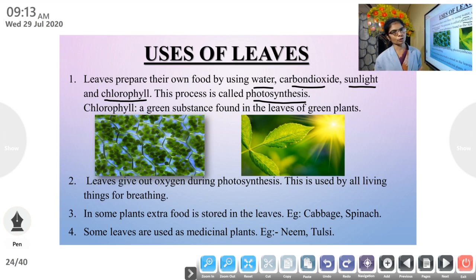Then I think chlorophyll is a new term for you. What is chlorophyll? It's a green substance or green pigment. That is a green pigment found in the leaves of green plants. With the help of these, plants or leaves prepare their food. We know that plants prepare their own food. That process is known as photosynthesis.